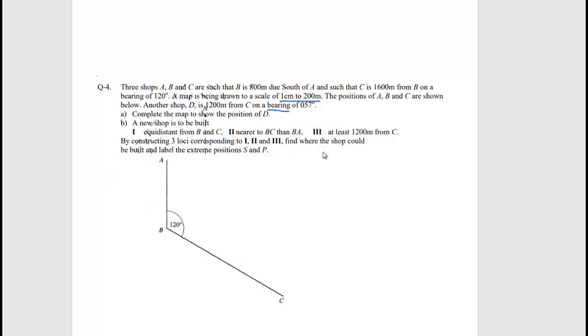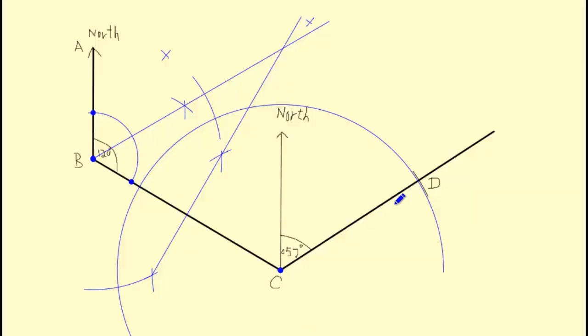And this shop should be at least 1200 meter from C. That is 6 centimeter from C. So the locus which is 6 centimeter from C is a circle. The shop should be at least 6 centimeter from C. At least means it should be on this circle, or it should be beyond this circle as well. The shop will not be inside the circle.